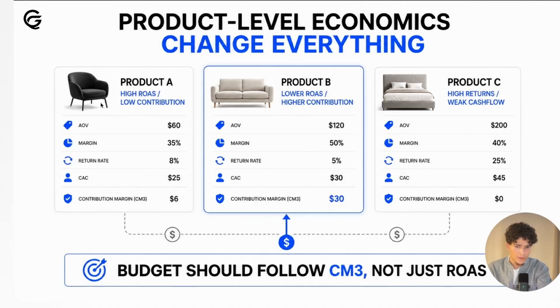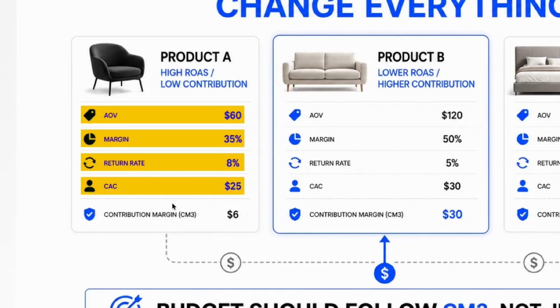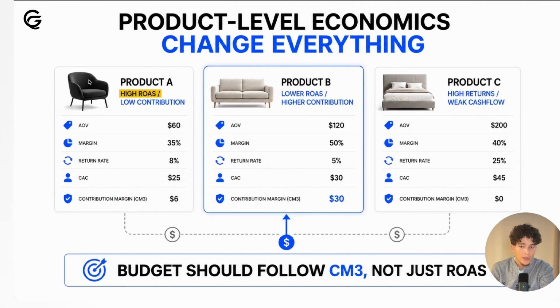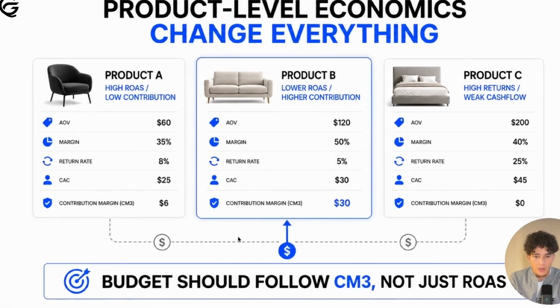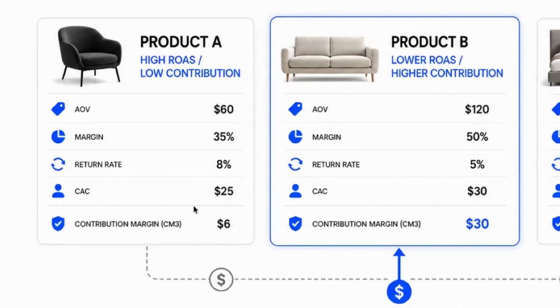And so essentially every single product should have its own economics, right? Different AOV, margins, return rate, CAC, and contribution margin, CM3. And so if you have product A here where you get a high ROAS and low contribution, product B with a lower ROAS but a higher CM3, and product C with high returns but a very weak cash flow, you should take a look at the margins, compare them, and actually find out which product you have to spend more money on marketing on and push your budget towards it. So in this case, the CM3 for this product is the best. And so you notice here we have a higher CAC and here we have a lower CAC, but still the CM3 is here the best.